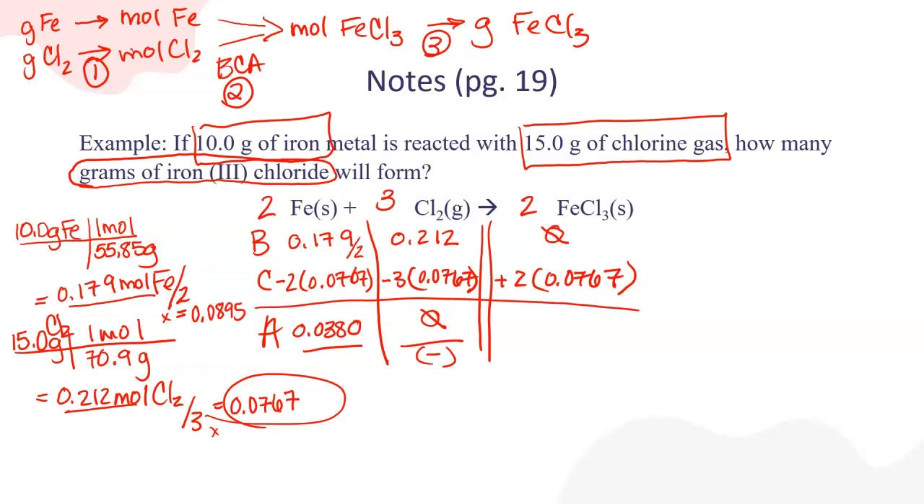So if you end up with negative after values, you owe the universe matter. You created matter out of nothing. That doesn't happen. It has to come from somewhere. So you messed up your math. They can either be positive amounts of matter or it can go to zero because you used it all up. So we would say that this is an excess and that our Cl2 gas is limiting.